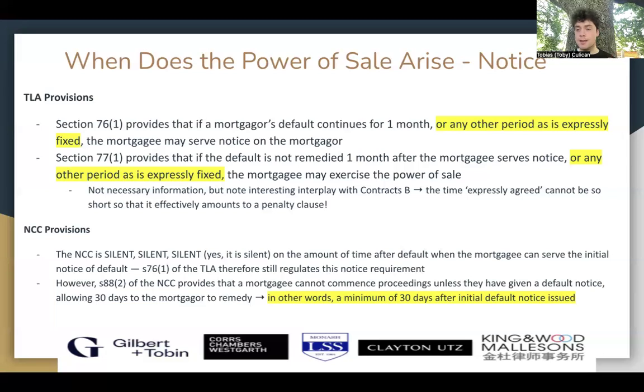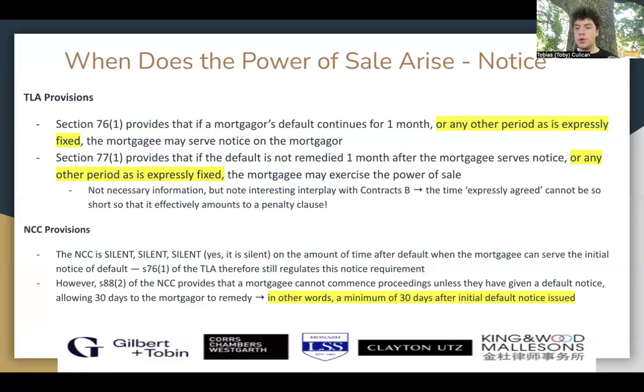Now, you really must understand this. Even if you've held the NCC applies, with respect to this first requirement, the provision of the notice of default, Section 76 will apply because the NCC is silent. However, the NCC is not silent on how long after providing that default notice the mortgagee must wait until exercising their power of sale. It's a minimum of 30 days.